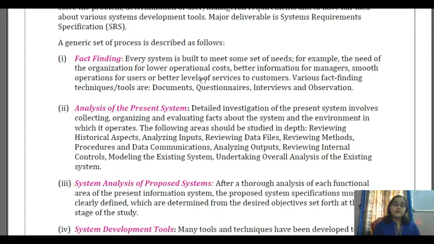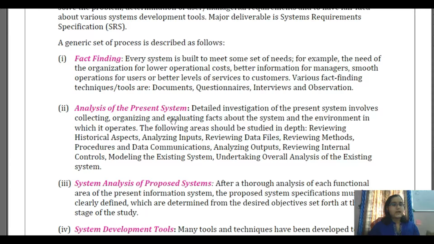So analysis of the present system plays a crucial role in identifying the weak points, in identifying how the process is flowing, and in identifying how the data is being stored, so that the new system can incorporate the new aspects and won't have the demerits of the existing system. So let's now see the system analysis of the proposed system.